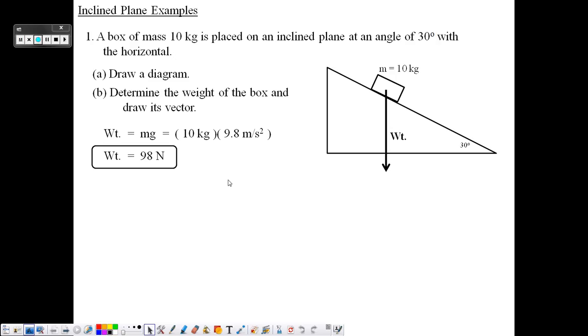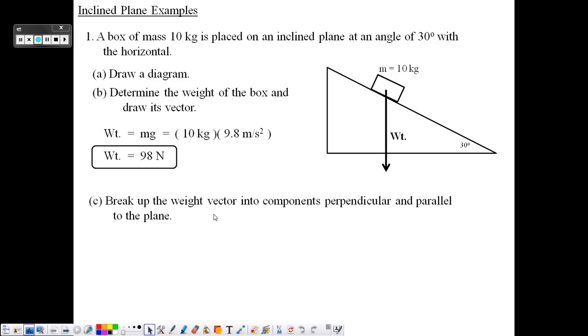Part C, break up this weight vector into components perpendicular and parallel to the plane. So I'm going to take this weight vector and draw a couple of components. One of them is going to be perpendicular to the plane, and the other is going to be parallel to the plane. Note that these two vectors form a right angle, and the weight vector is the hypotenuse. Now you can show with geometry that this angle up here is the same as the angle that the plane makes with the horizontal, 30 degrees. These two triangles are actually similar.